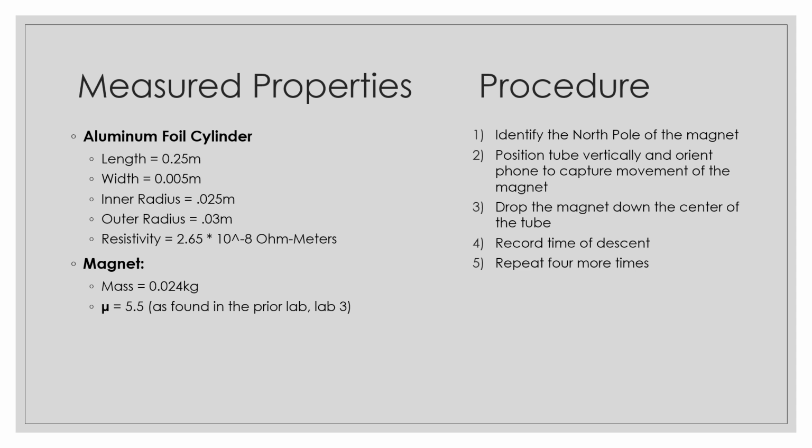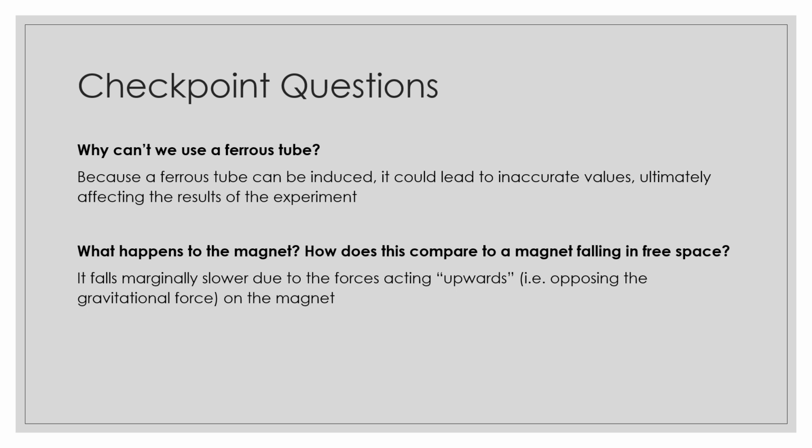So the procedure for this experiment was first to identify the north pole of the magnet. Next, we'd position the tube of aluminum foil vertically and orient the phone to capture movement of the magnet as it falls through the tube. We'd then drop the magnet down the center of the tube, record the time of descent, and repeat to order of 5 magnitude.